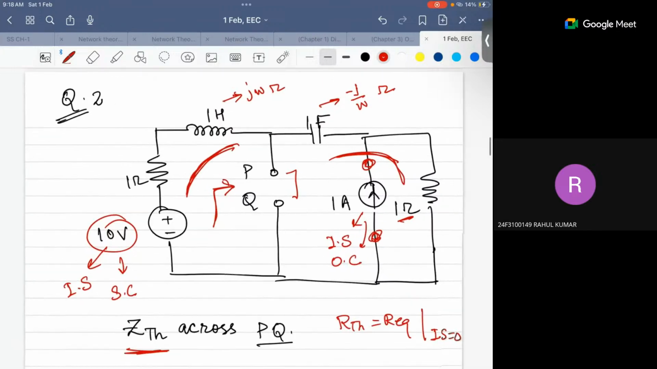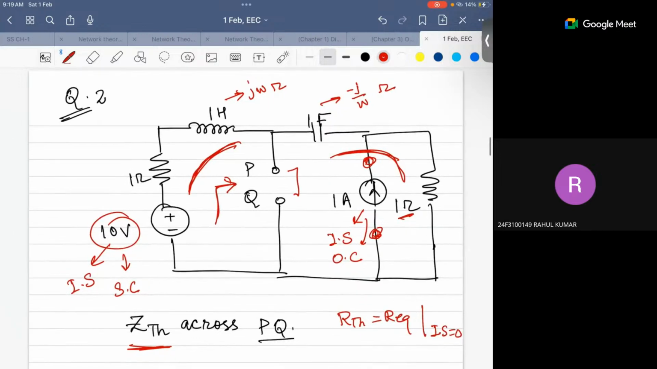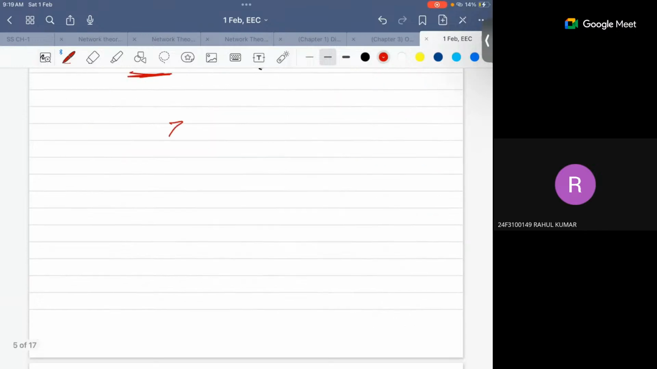Are you able to understand this? Yes, sir. Right, so now these two are in series, so the value will be 1 plus j omega. And these two are in series, so the value will be 1 minus j upon omega. Correct? And this Z1 and Z2 are in parallel to each other. So if they are parallel, Z equivalent will be Z1 parallel to Z2.